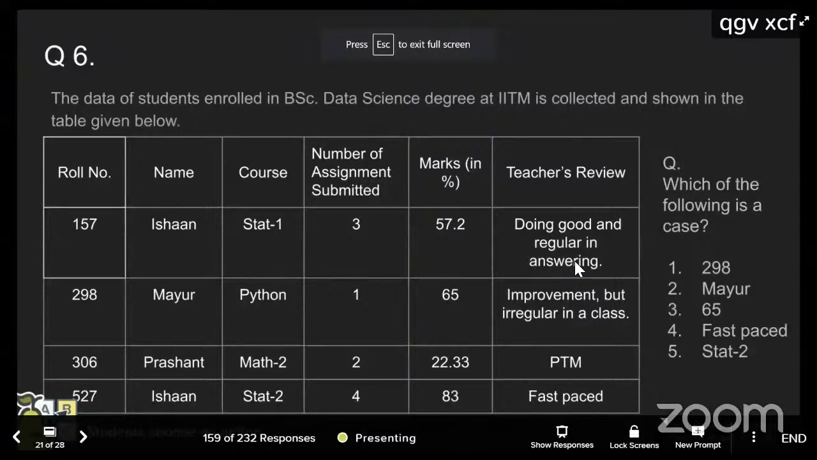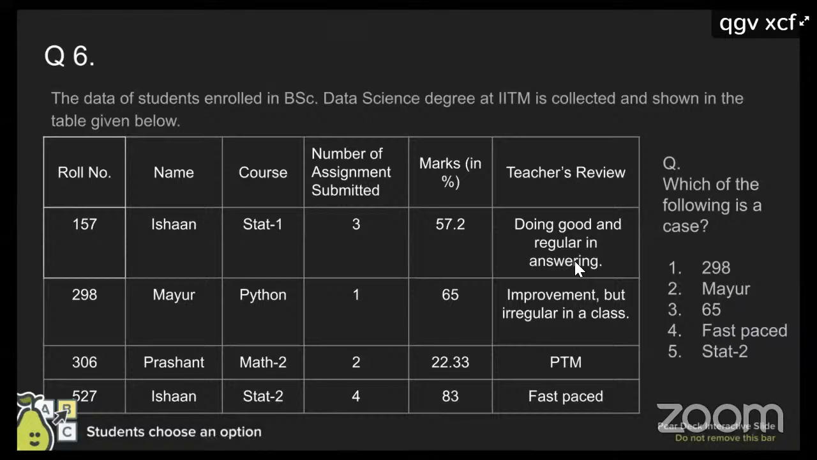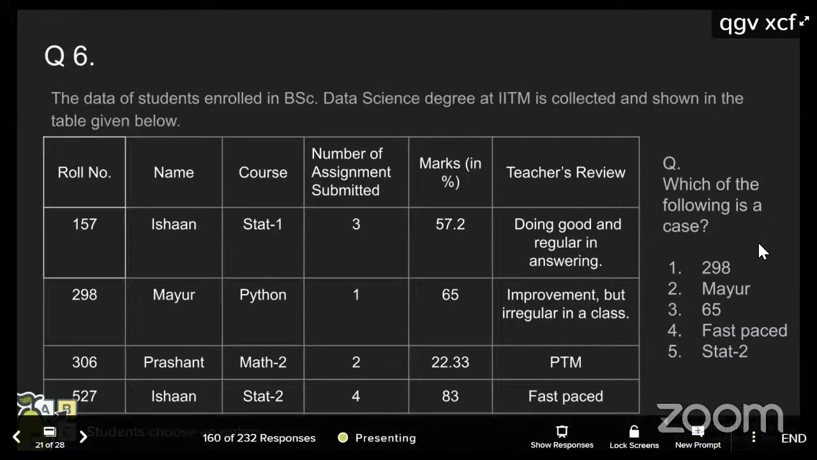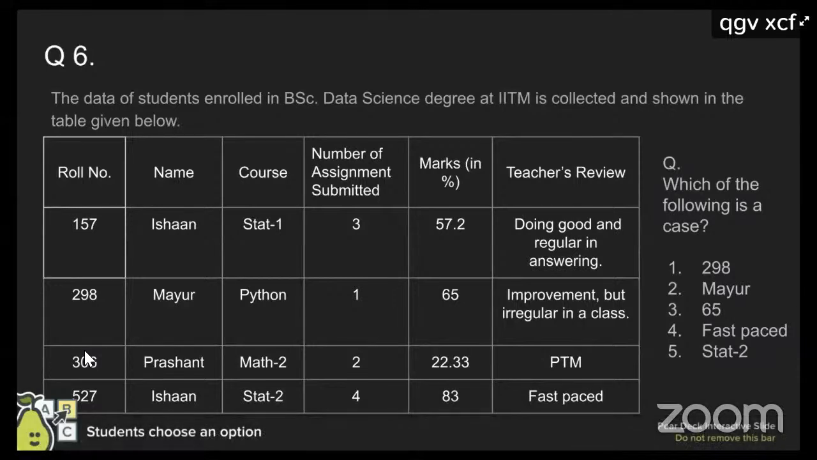Sir, here before name we have roll number and gender. Are roll number and name both cases? Things should be unique. Name is not a case here because it's not unique. Roll number is unique; that's why roll number is a case. Suppose the column of roll number is not there, then name should be unique. Something should be unique.